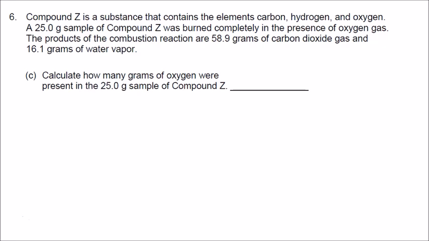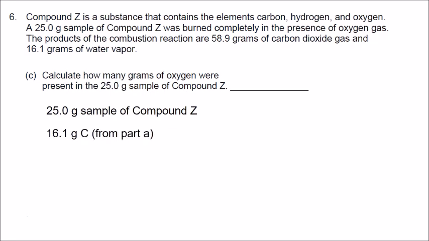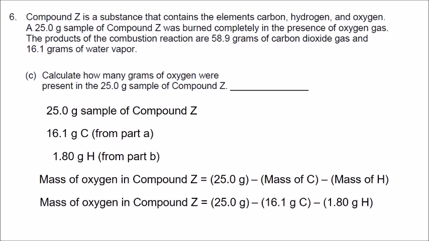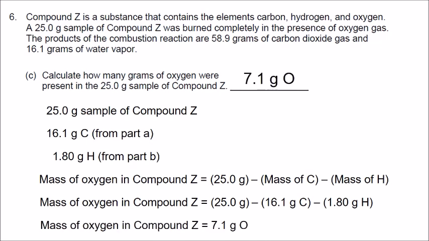So now that we know the grams of hydrogen, we're going to figure out how many grams of oxygen were present in the original 25-gram sample of compound Z. Since we already know that there's 16.1 grams of carbon from part A, and there's 1.80 grams of hydrogen from part B, then the rest of the mass must be coming from oxygen. So we'll take 25.0 grams, subtract the mass of carbon, subtract the mass of hydrogen, and we get 7.1 grams of oxygen.